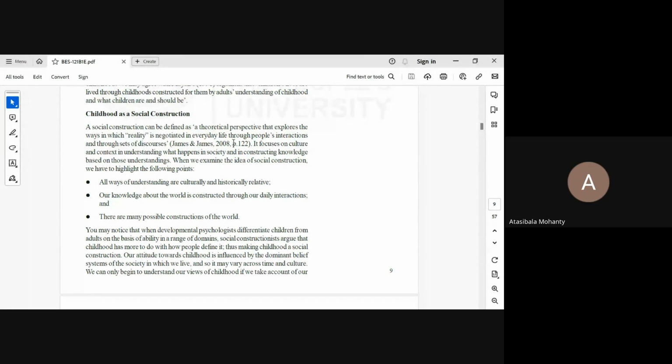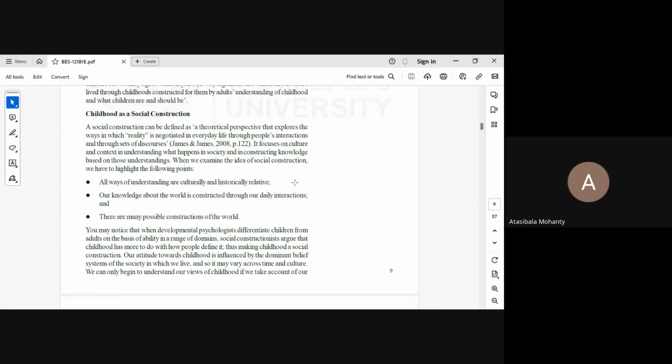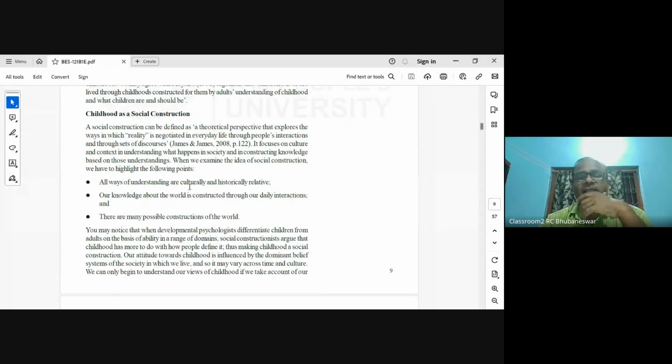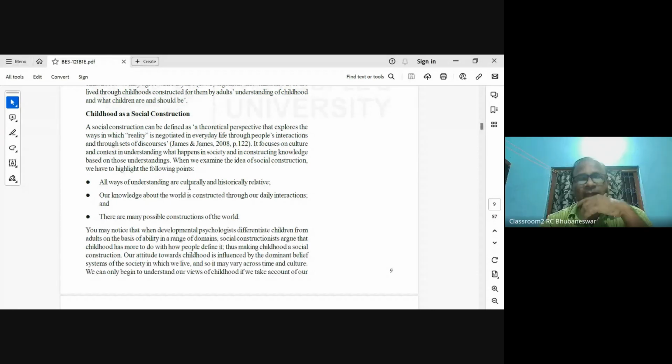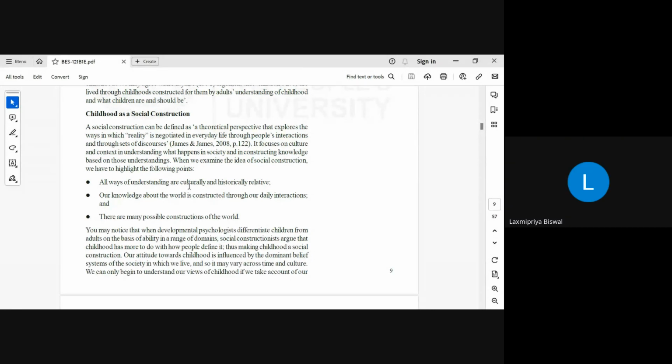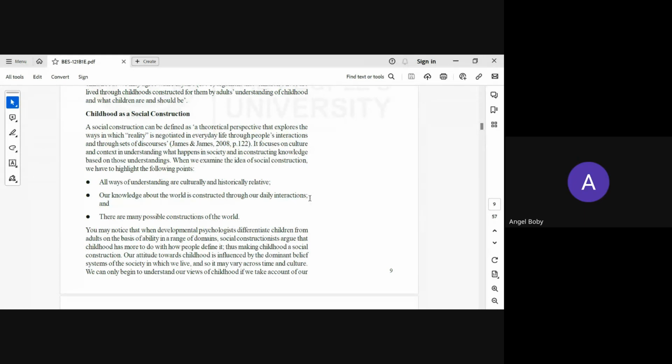In childhood, they can construct knowledge through socialism. Very good. By imitating the elder person of the family, he can learn some behavior. Okay, very good. The concept of child is created by society and not determined by biological age. Okay.